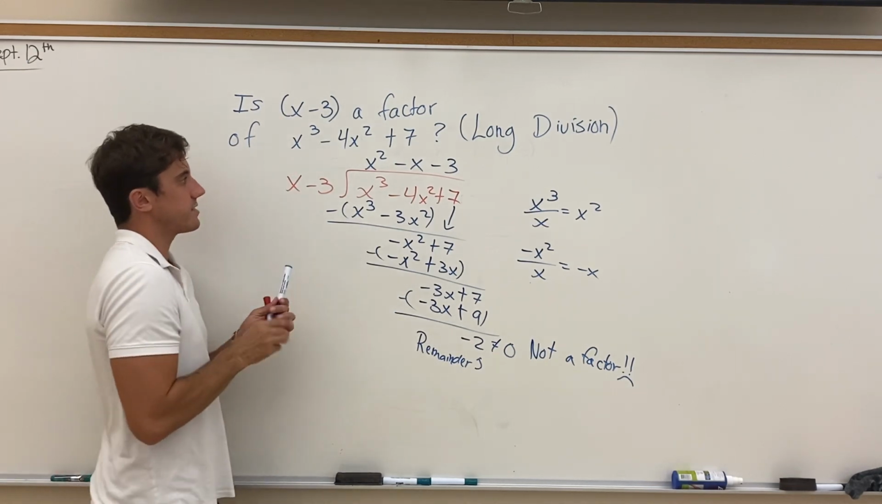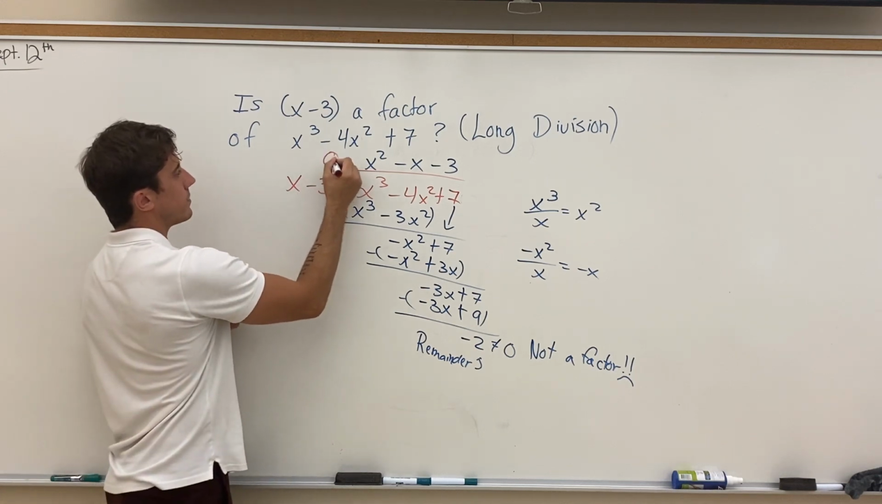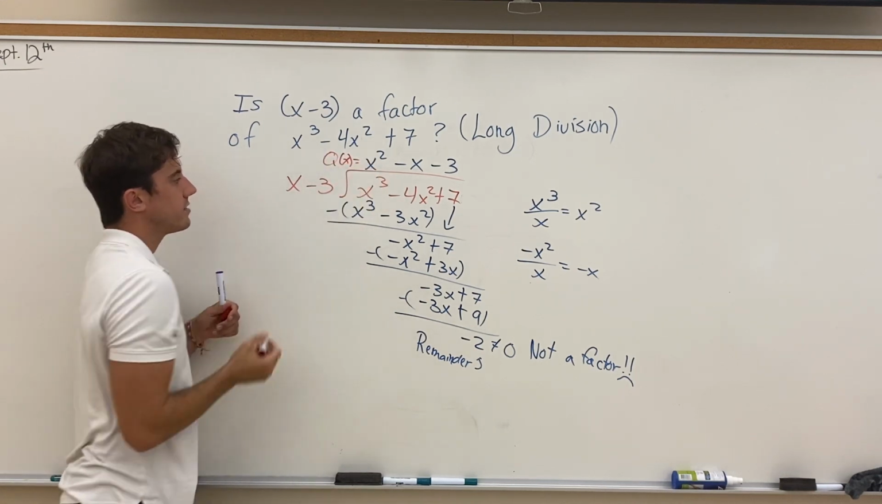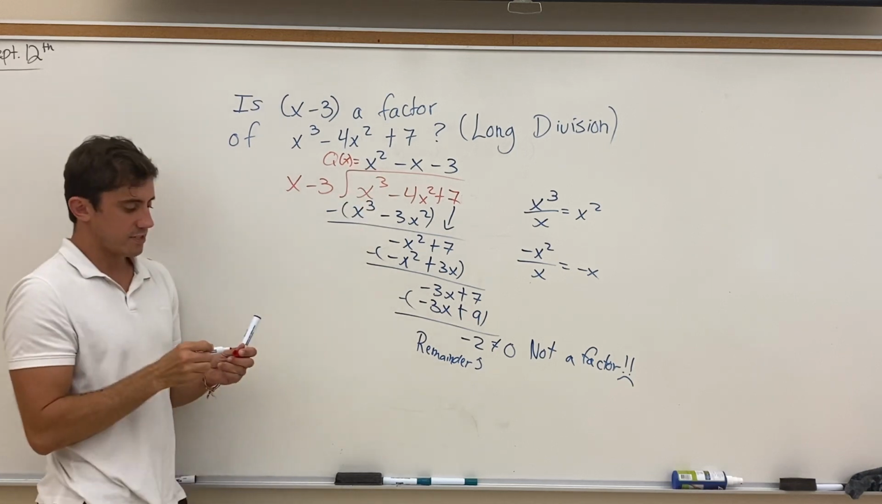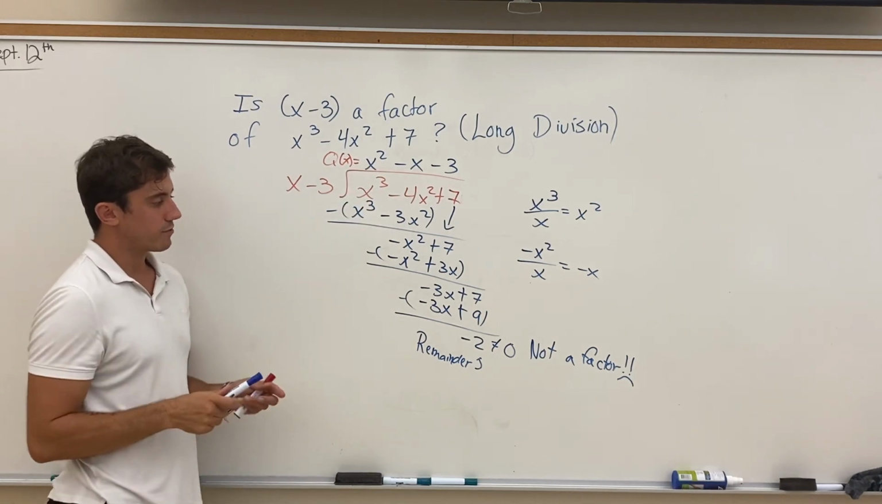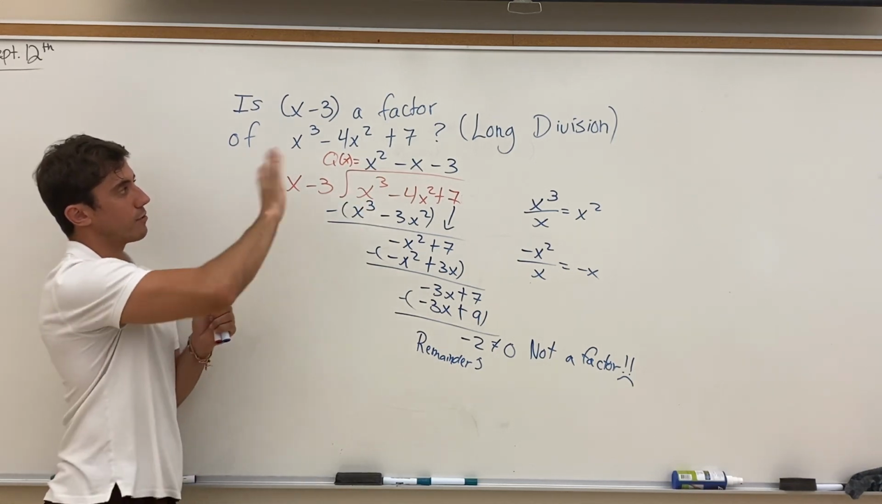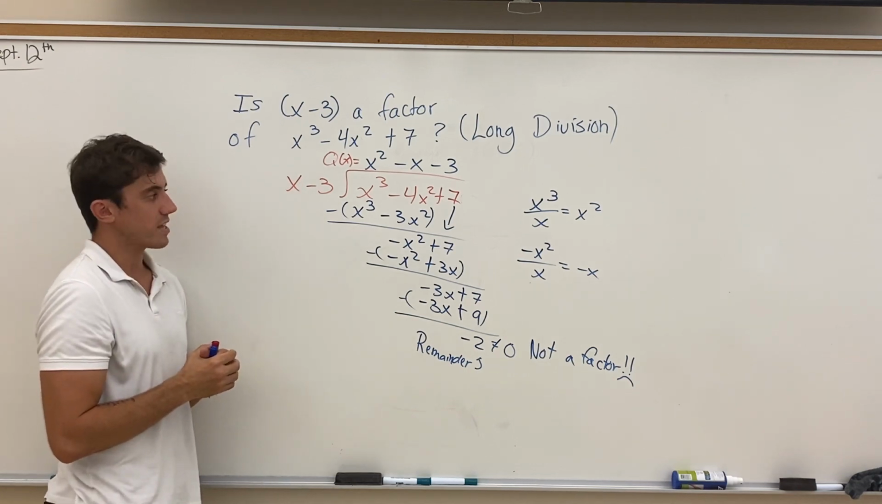So this would be considered our quotient. This would be formally referred to as q of x, for those of you that are studying these sections. And the remainder of non-0 means that we don't have a factor in this example.